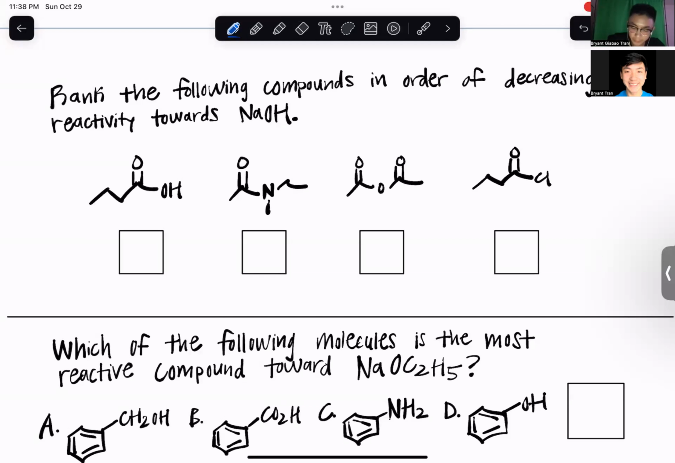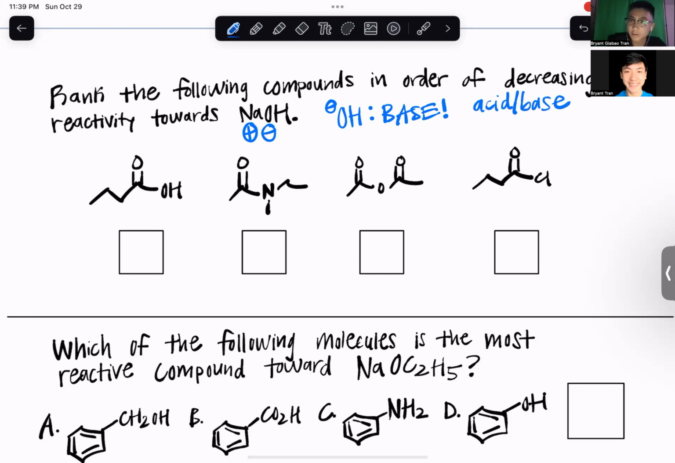So NaOH, we know that sodium is a spectator ion with a full positive charge. That means that the OH would have to be an OH minus ion. So this OH minus ion is a hydroxide ion, and we know that this hydroxide ion is a base. And an important note to know is that acid-base reactions are going to be one of our fastest reactions in organic chemistry. They're going to be way faster than nucleophilic acyl substitution.